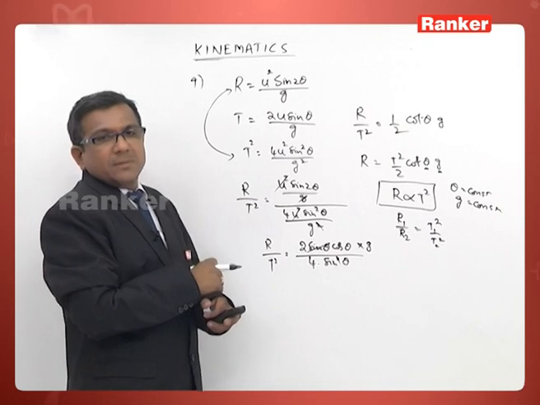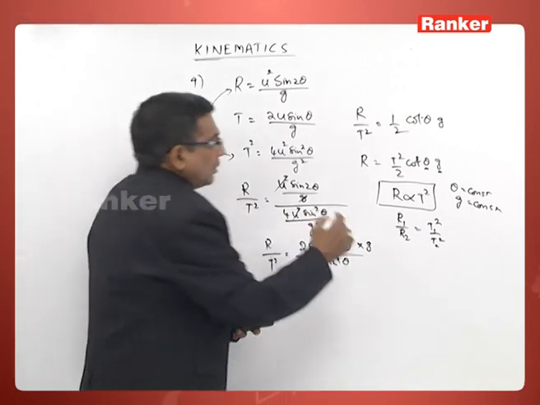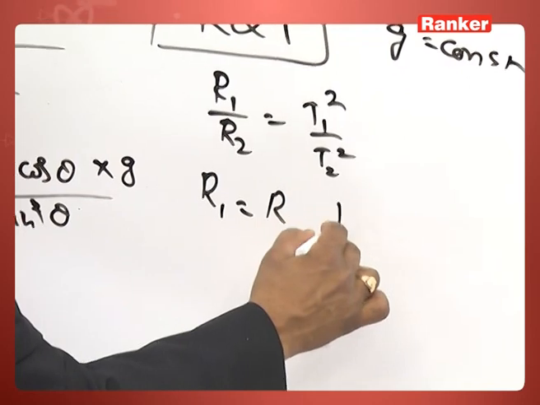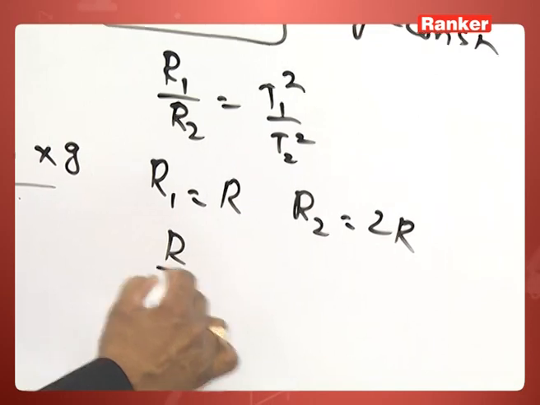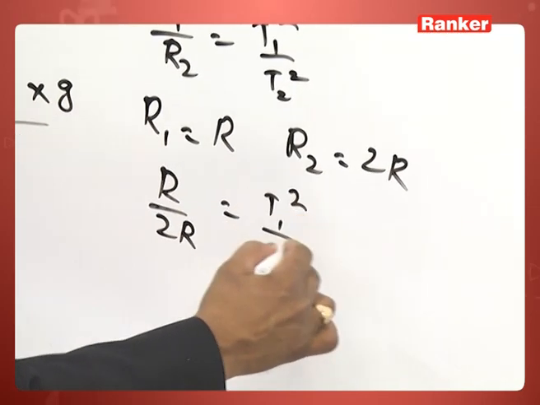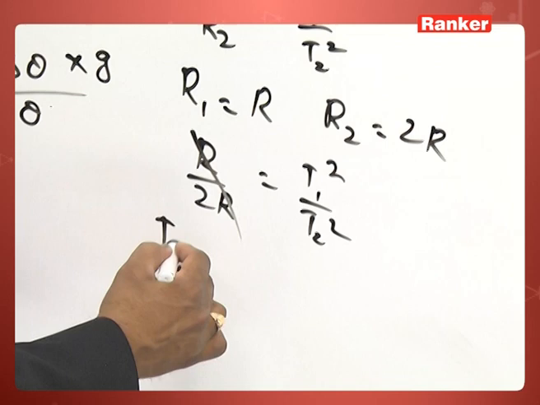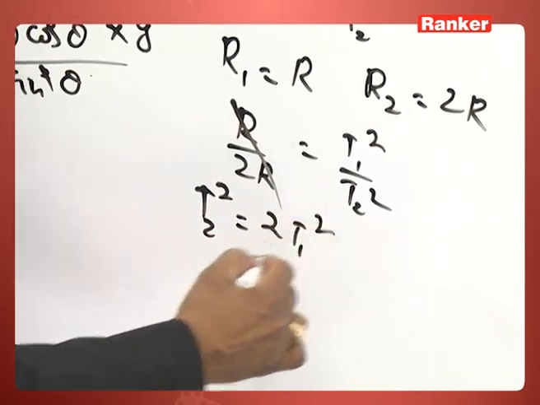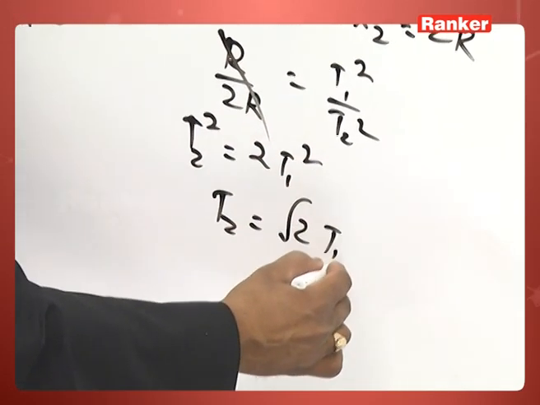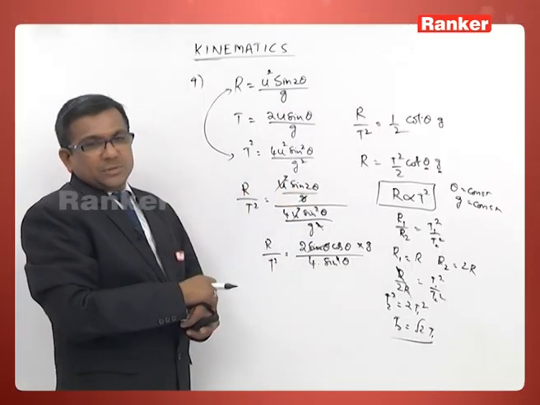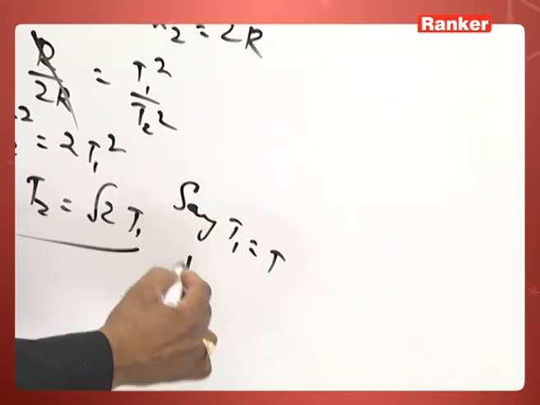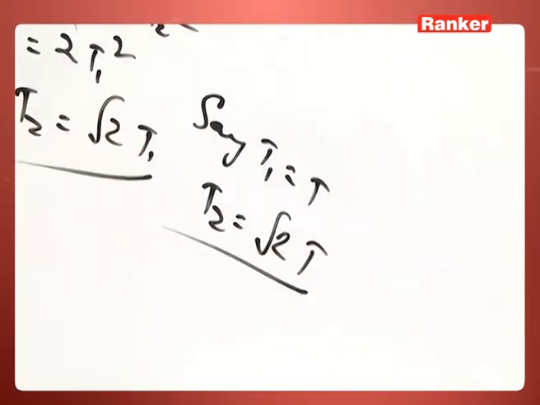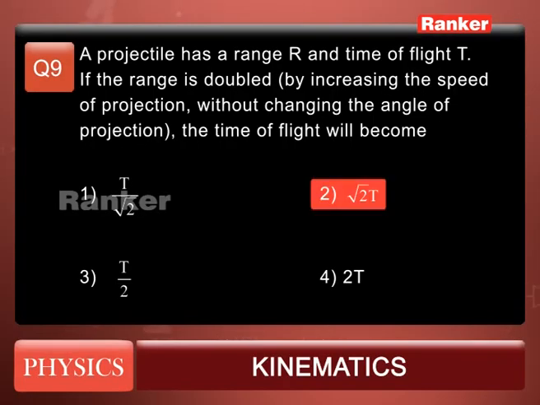Now, in the problem, what is given? The range is doubled, that means R1 is equal to R, R2 is equal to 2R. Then what will be the time of flight? Substitute: R by 2R is equal to t1 square by t2 square, R gets cancelled, t2 square is 2 t1 square, so t2 is root 2 t1. So time becomes how many times? Root 2 times. Therefore, say t1 is equal to t in the beginning, then the time will be root 2 t. So the second option is the correct answer.